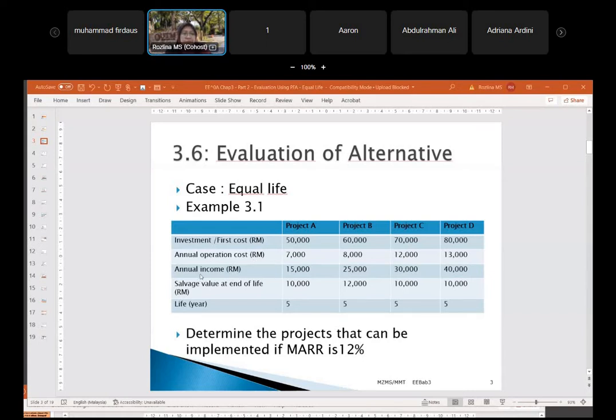What is annual income? Okay, A upward, A positive. Okay, good. Salvage value at the end of life. What is salvage value? Okay, Adriana, F. Very good. And then we have life.